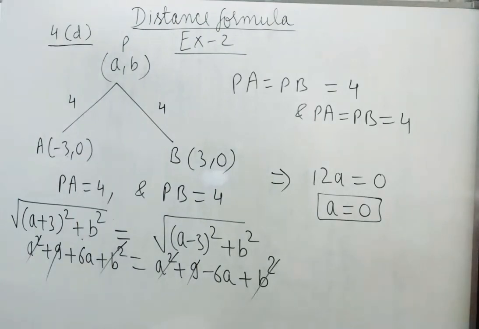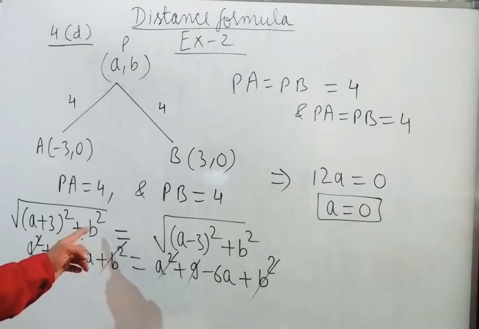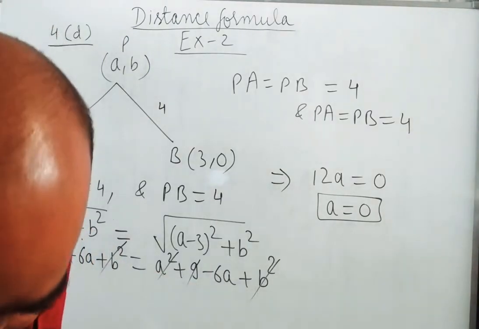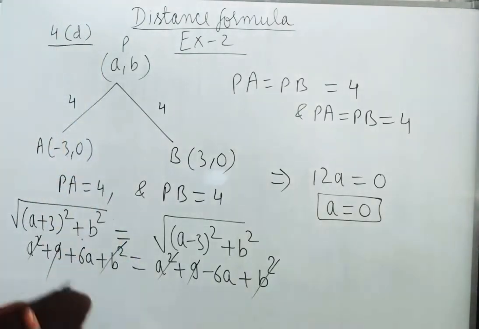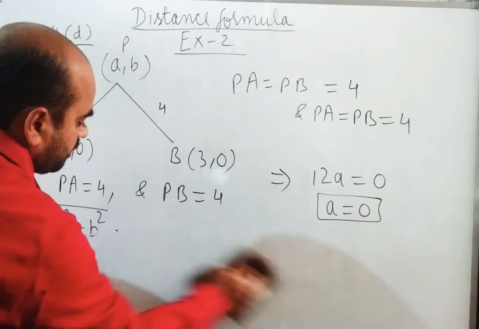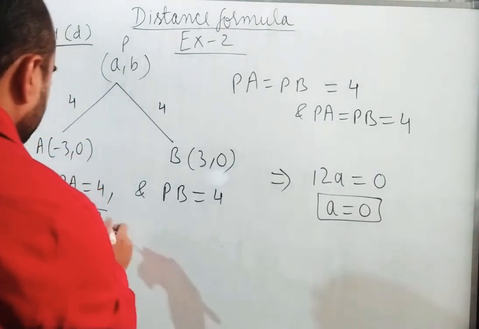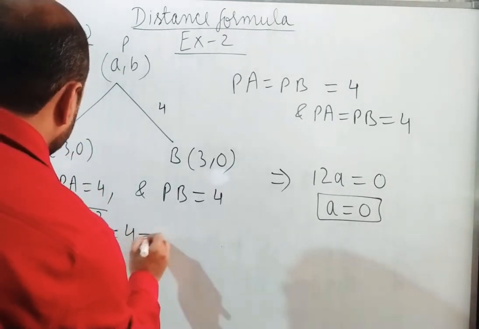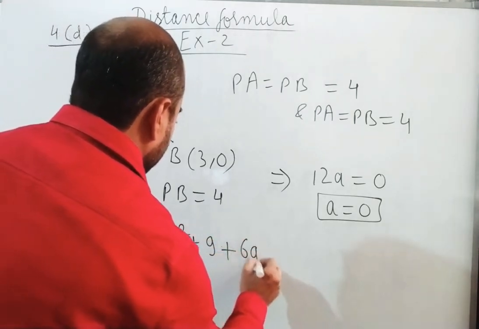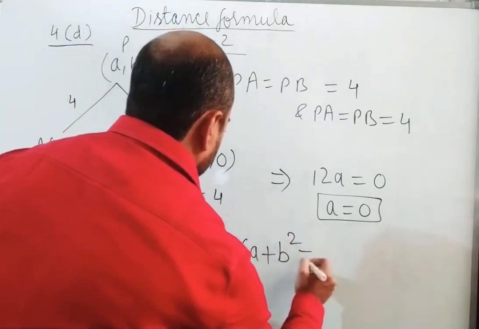Now how to calculate b? For b we can have one equation. (a plus 3) whole square plus b square is equal to 4. Correct? So for that, from here we can equate. So directly we can write this is 4. It means a square plus 9 plus 6a plus b square is equal to 4.